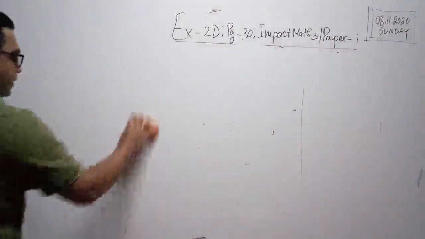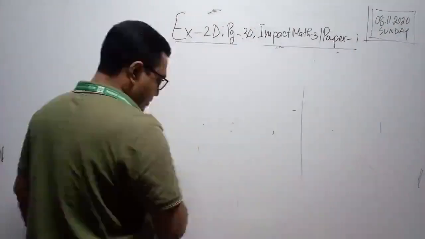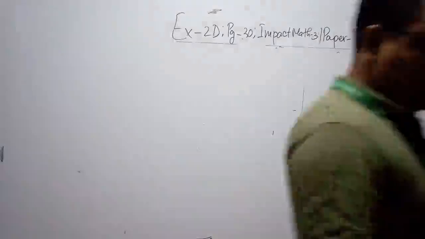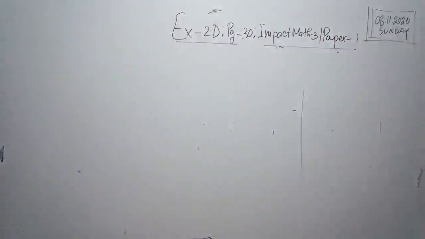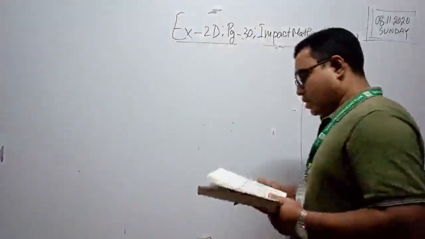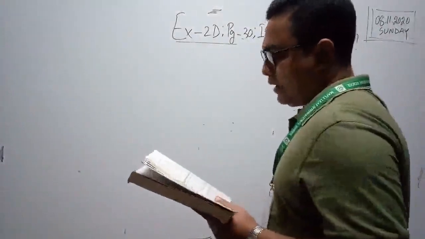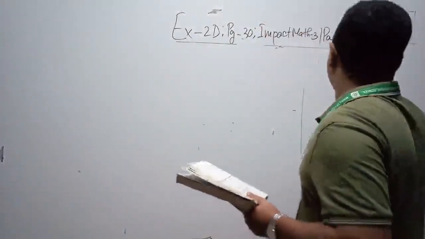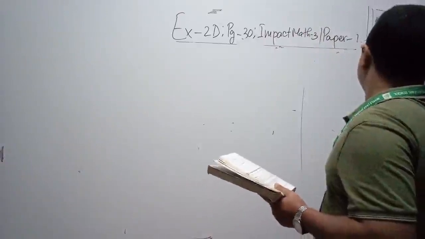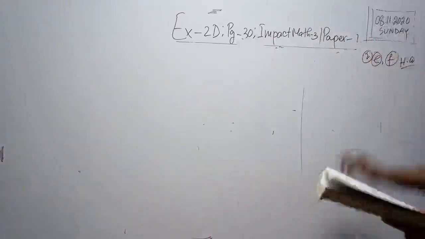You will get this video later, that is why I am erasing the board. How much time do we have? 5 minutes. Okay, E and F are homework. We'll do it as homework.